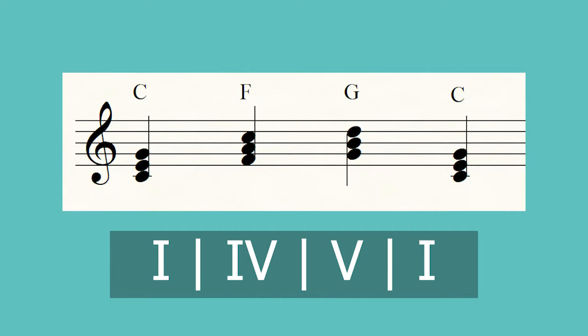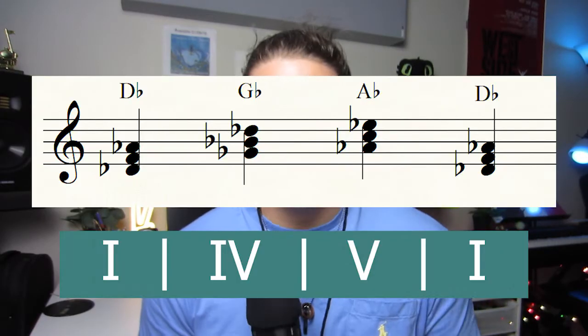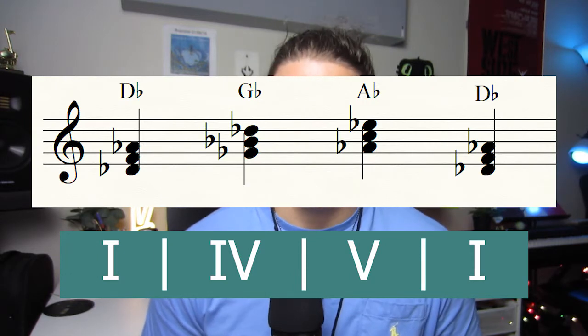So in the key of C, our 1, 4, 5, 1 would be C major, F major, G major, C major. And we could take this and move it to whatever key we want. We could move it to F major. We'd have F major, B flat major, C major, F major. We could move it to D flat major: D flat major, G flat major, A flat major, D flat major. Staying with me here? We can move it to any key and it would still be the same chord progression because the relationship between those chords is still the same.